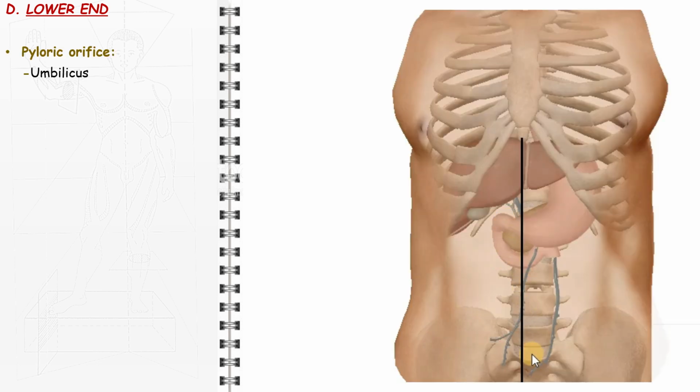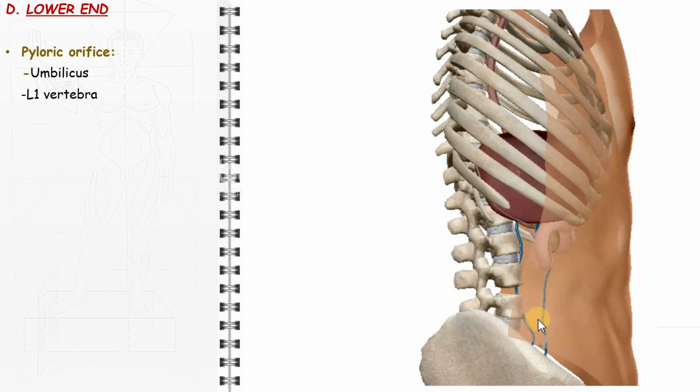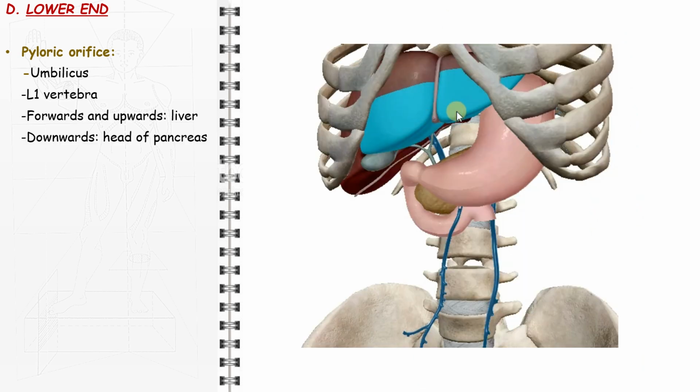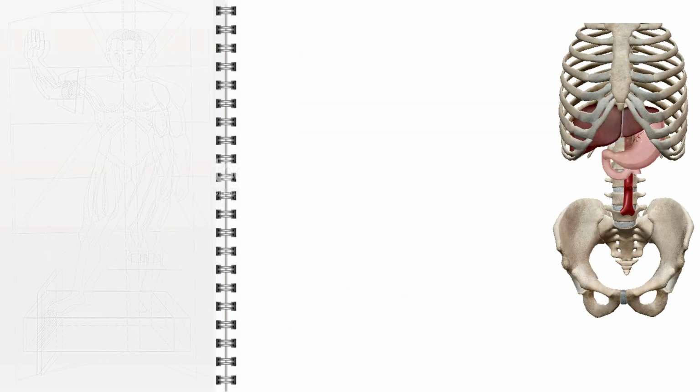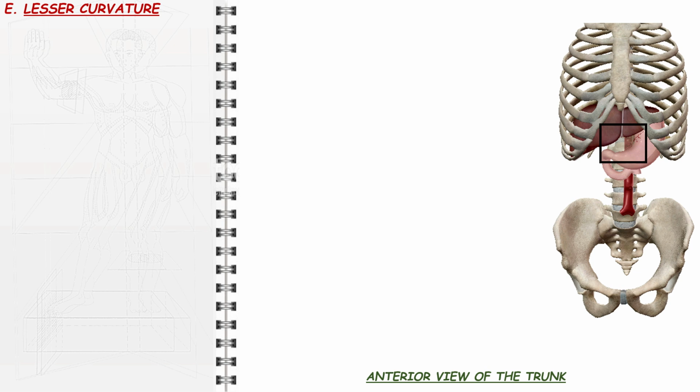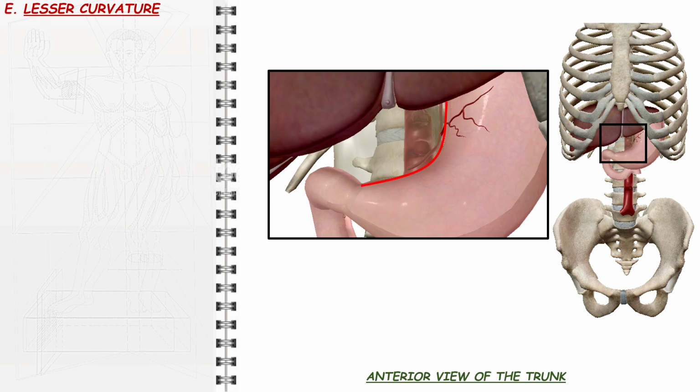The lower end, towards the pyloric orifice, projects at the level of the umbilicus forwards and the L1 vertebra backwards. It is limited forwards and upwards by the liver, downwards by the head of the pancreas, backwards by the pancreas and portal vein. The lesser curvature is bordered by the gastric arteries in the lesser sac.